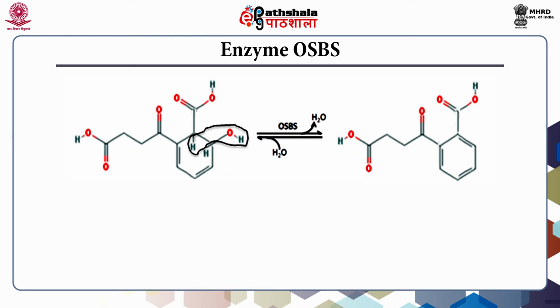OSBS belongs to the enolase superfamily of enzymes characterized by the presence of an enolate intermediate, which is generated by abstraction of the alpha proton of the carboxylate substrate. It catalyzes the dehydration reaction of the substrate, that is 2-succinyl 6-hydroxy 2,4-cyclohexadiene 1 carboxylate, to produce product OSB, that is orthosuccinyl benzoate. We will carry forward the same example to analyze its active site.